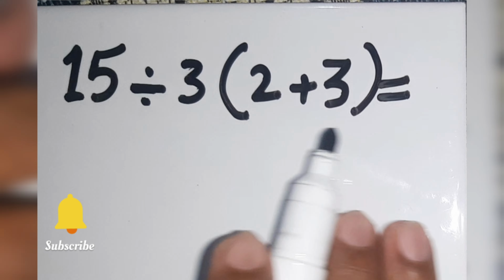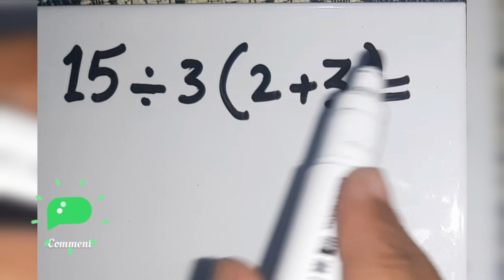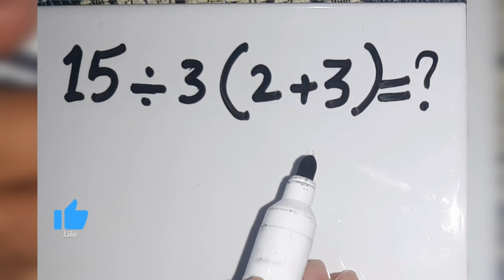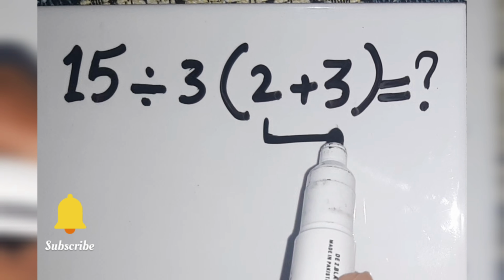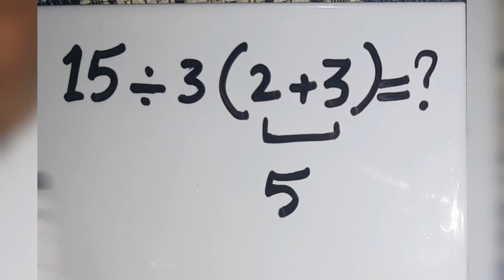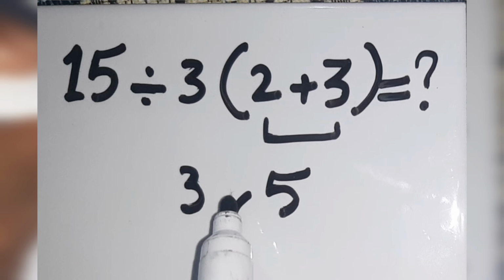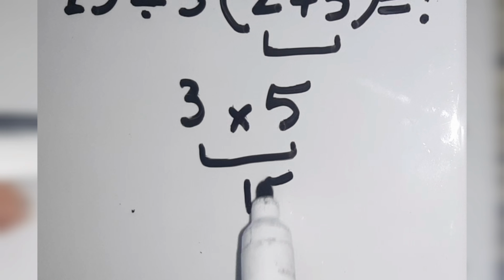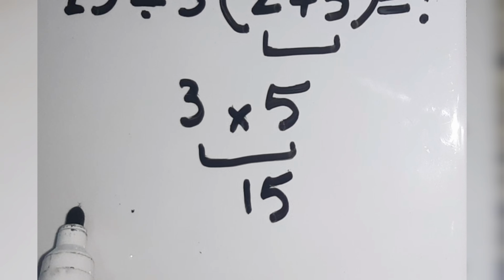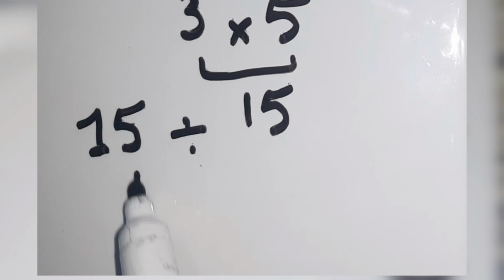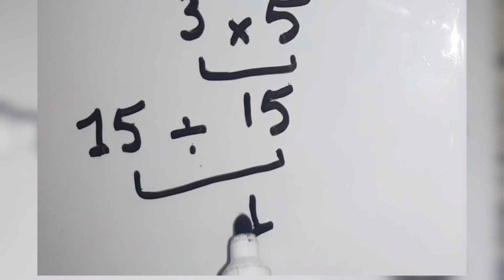Can you solve this math question? Many people solve this question by this wrong method. First they do 2 plus 3 gives us 5. Then 3 times 5 gives us 15. And finally 15 divided by 15 gives us 1.